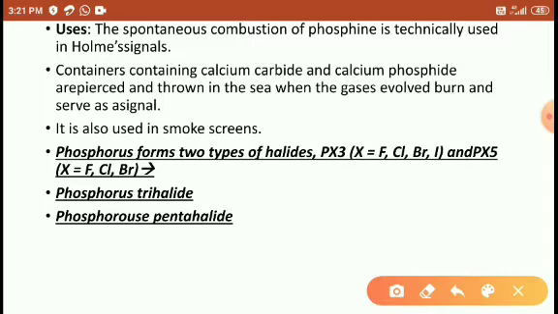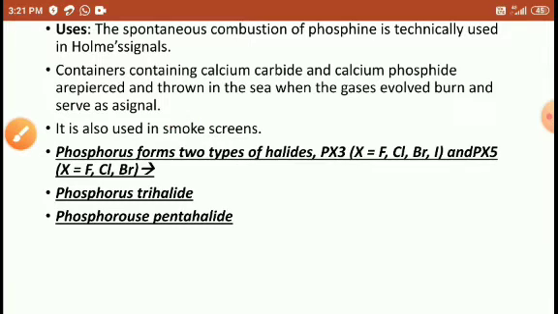Next, calcium carbide and calcium phosphide are thrown into the sea, and the gas evolved burns as a signal. So when a container containing calcium carbide and calcium phosphide is thrown into the sea, the gases evolved burn and emit a kind of smoke as a signal, students, right?